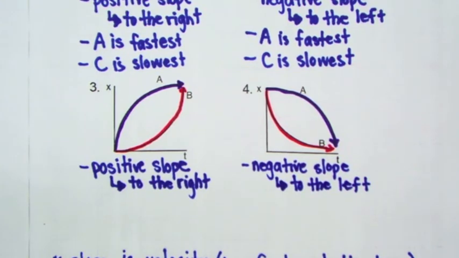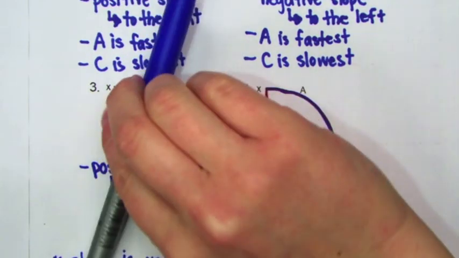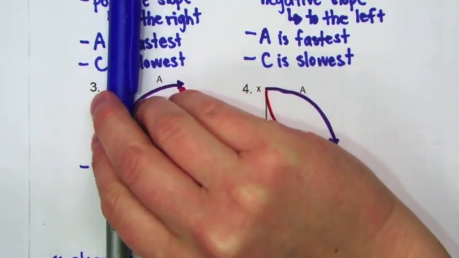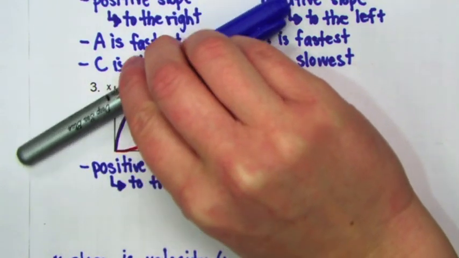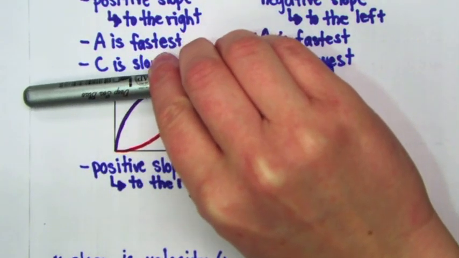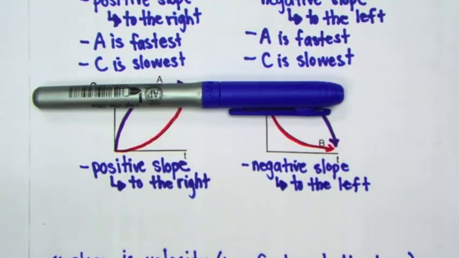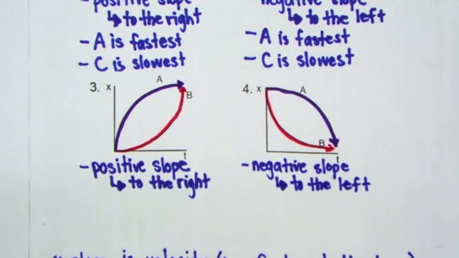Okay? In graph number 4, I look at line A, and now line A is becoming more vertical, so A is speeding up. That means B, as you can see, becomes more horizontal, so it's slowing down. Okay?